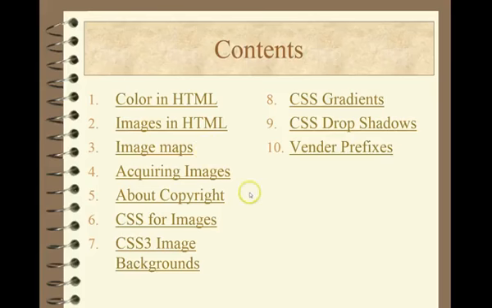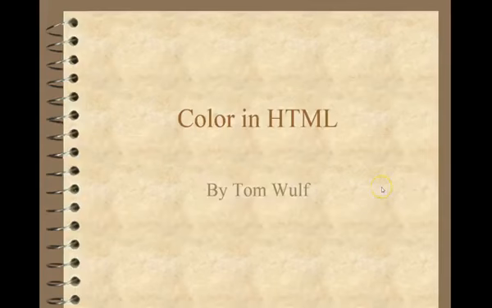The image maps is kind of an advanced topic. I don't think I'll do that, or I'll do that as a separate presentation. So I'm probably going to skip through those to the CSS for the images and the background. And then I'll do the gradients and these things and the vendor prefixes as separate videos for sure. So let's start talking about color in HTML.